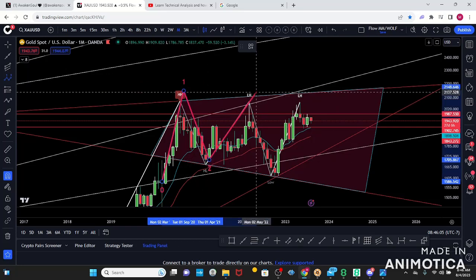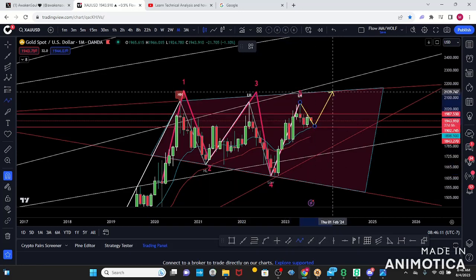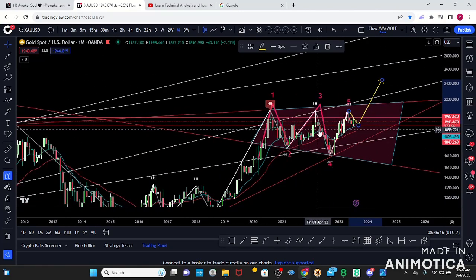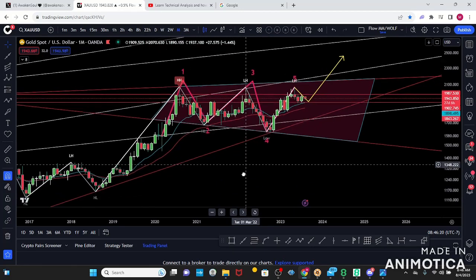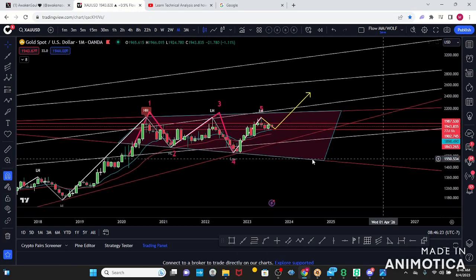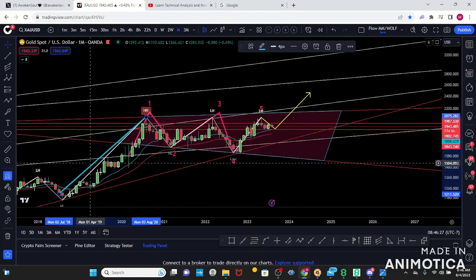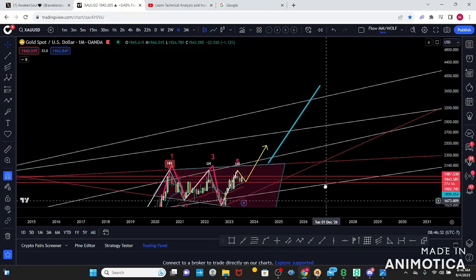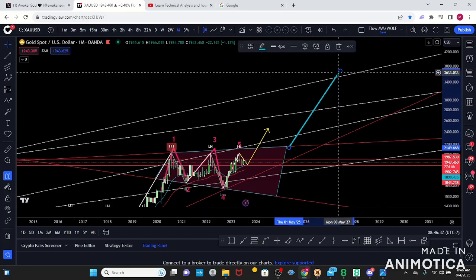1, 2, 3, 4, 5. After the fifth touch, it's going to come and then bounce up. Okay. And what is your measure move? It could be the flagpole. It's a big flagpole. Right? I don't think it's that, but it could be this, like this trend line.